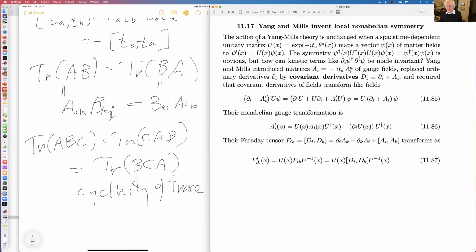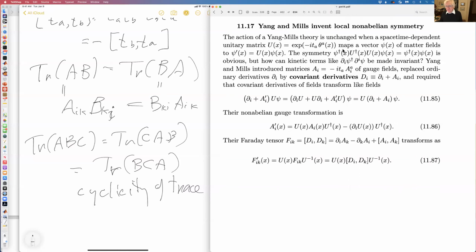What Yang and Mills did was they showed that you could have a field theory whose action is unchanged when a space-time dependent unitary matrix maps a vector of matter fields into another vector of matter fields.